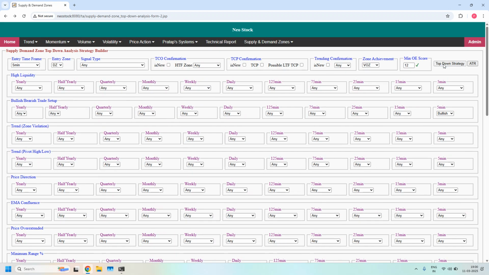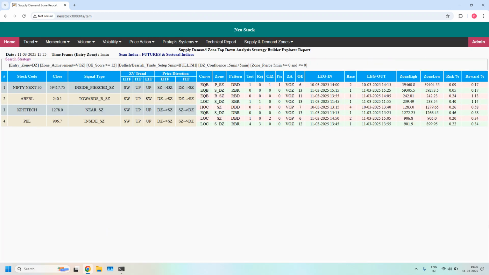With this filter, we got 4 stocks. In these 4 stocks, these 5 minutes demand zones are overlapped with 15 minutes demand zone. And 15 minutes trend is up in all the 4 stocks. If any of these 15 minutes demand zones are having daily EMA confluence, maybe we can consider them as even more, they might be having more high probability to get success.